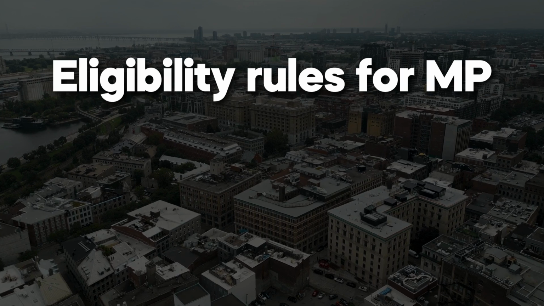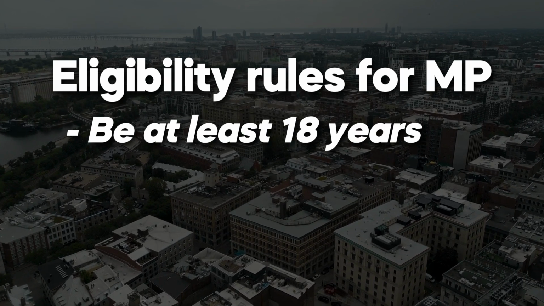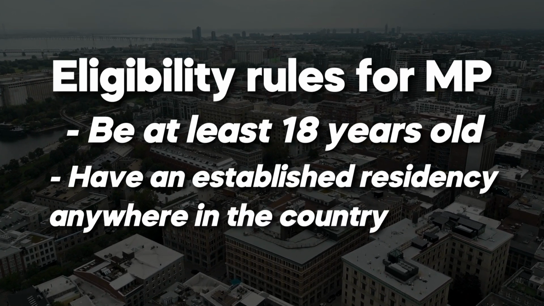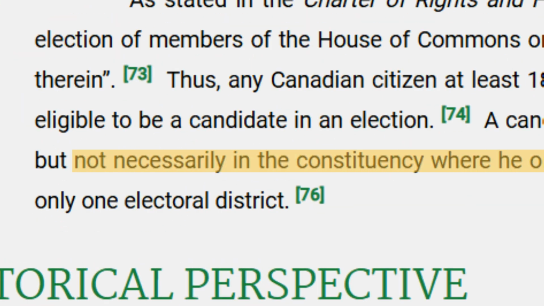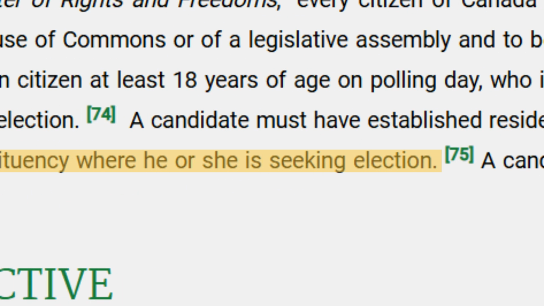In order to run as an MP, one must be at least 18 years old and have an established residency in Canada, but quote, "not necessarily in the constituency where he or she is seeking election."